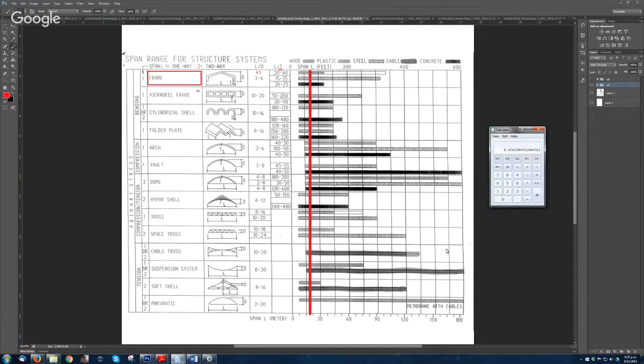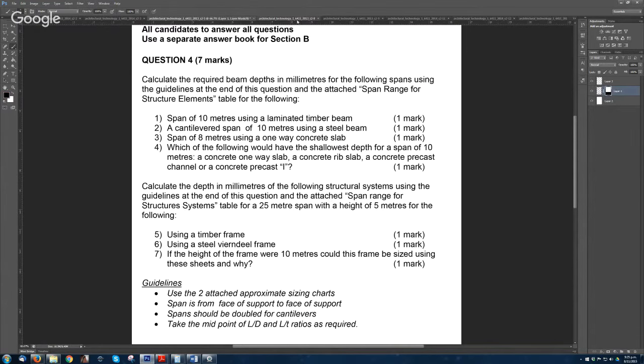So you're going to do 25 divided by 30. That's the midpoint here, like wood. So it's going to be 0.833, which is 833 millimeters. Correct. 25. Yep, the frame.